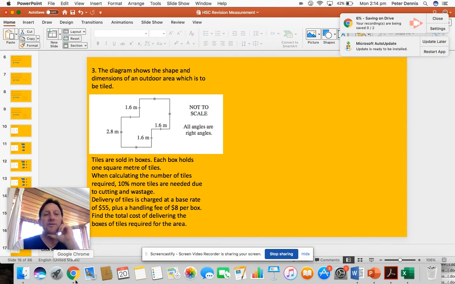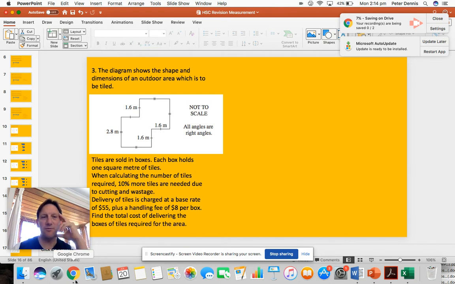The diagram shows the shape of an outdoor area. Tiles are sold in boxes. Each box holds 1 square meter of tiles. When calculating the number of tiles needed, you always add 10% because of wastage. And delivery of tiles is charged at a base rate of $55 plus a handling fee of $8 per box. Find the total cost of delivering it.